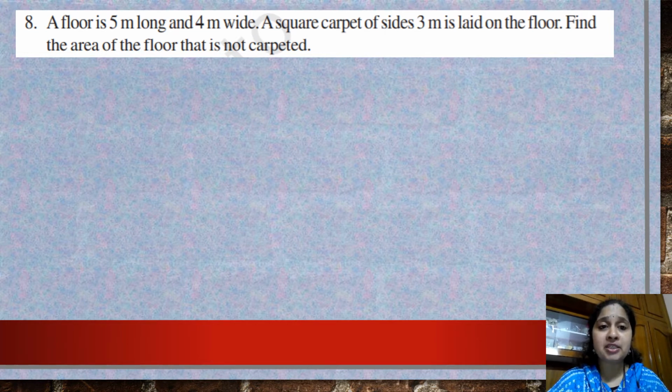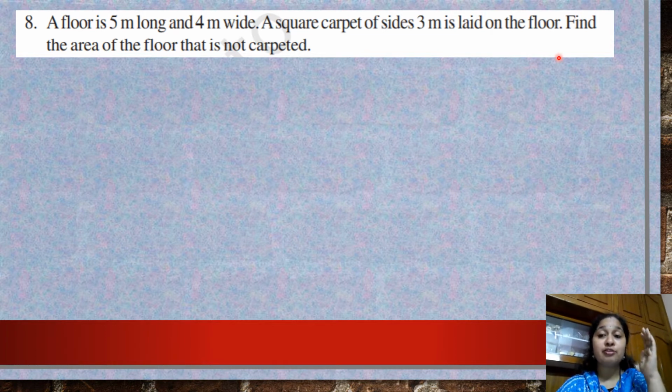A floor is 5 meters long and 4 meters wide. A square carpet of side 3 meters is laid on the floor. Find the area of the floor that is not carpeted. So what are they saying, children? A floor is 5 meters long and 4 meters wide. So the length of the floor is 5 meters and the breadth of the floor is 4 meters. And a square carpet of side 3 meters is laid on the floor. So you can imagine the floor, children, and you can also imagine a carpet placed on the floor. So find the area of the floor that is not carpeted.